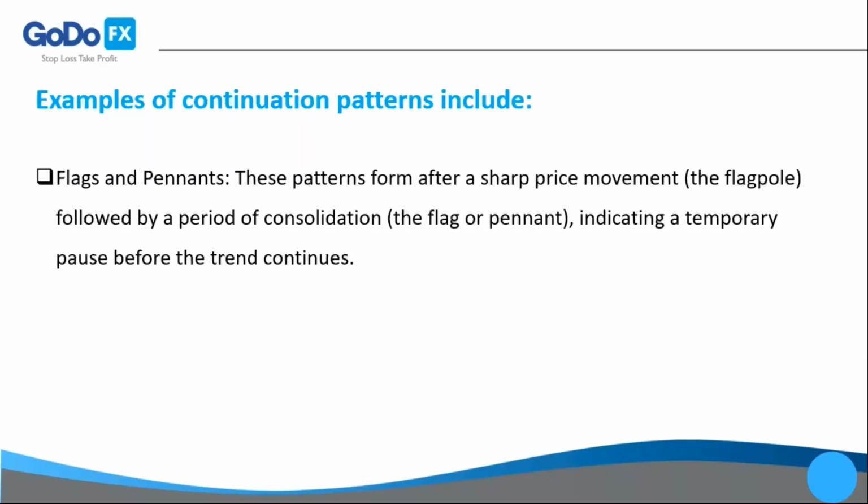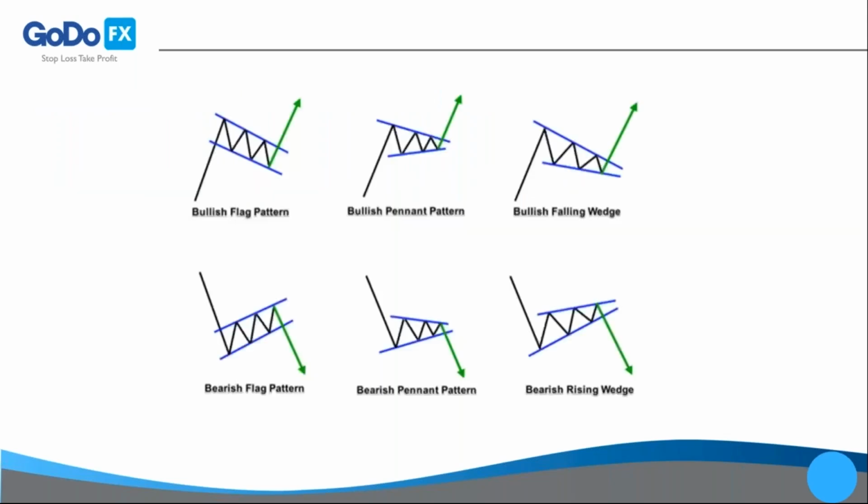Examples of continuation patterns include flags and pennants. These patterns form after a sharp price movement, the flag pole, followed by a period of consolidation, the flag or pennant, indicating a temporary pause before the trend continues. So in this figure, we can see some flags and pennants. The flags and pennants help you predict the price movement typically.